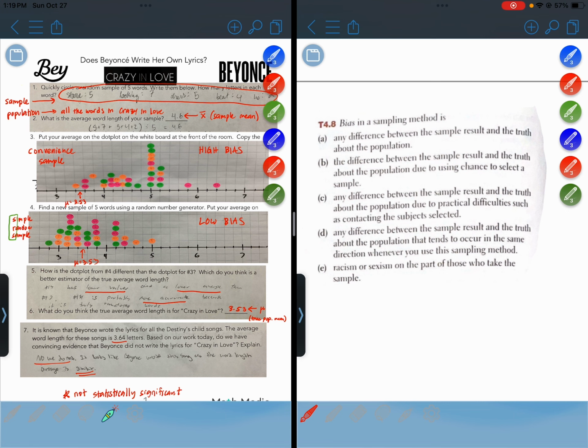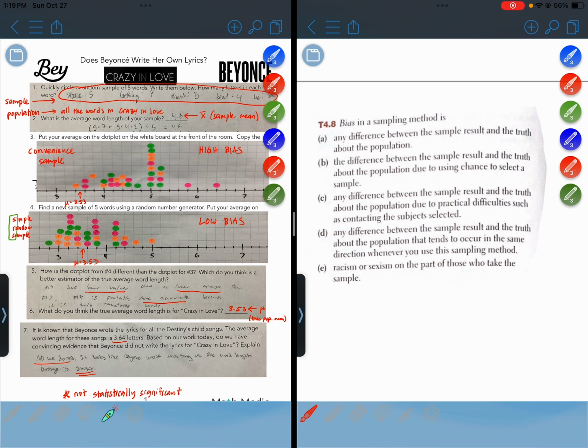With the random number generator, right, now our estimates are more balanced. About half of them are underestimates and about half are overestimates. All right, so let's look at the 5 answer choices and see which one best captures what happened there in that Beyonce activity. Okay. Choice A, any difference between the sample result and the truth about the population.